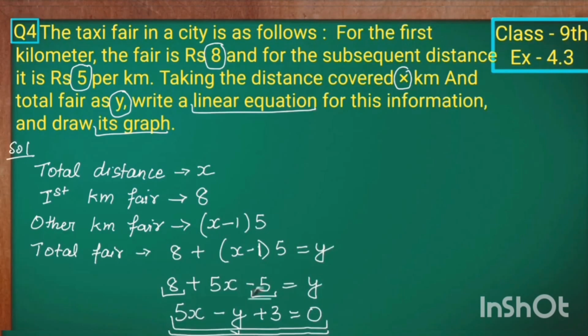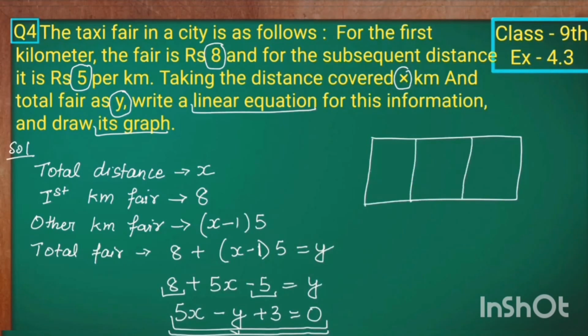Students, this is very easy if you understand the concept clearly. So let me tell you again. Total distance x. So what's the remaining distance? x minus 1. So what's the fare of the remaining kilometer? 5 into x minus 1. So total fare equal to first kilometer fare plus remaining kilometer fare, that is 8 plus x minus 1 into 5. Now let's find solutions of the given equation.